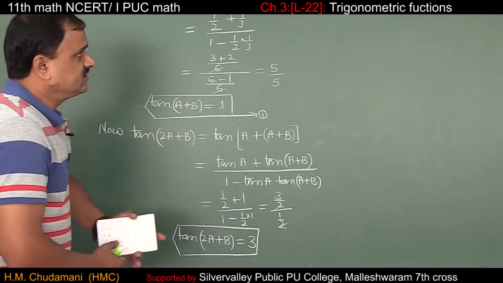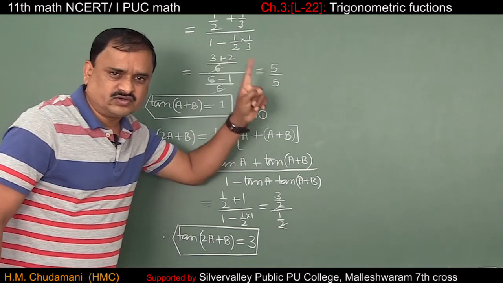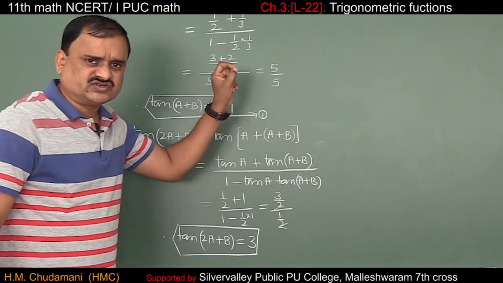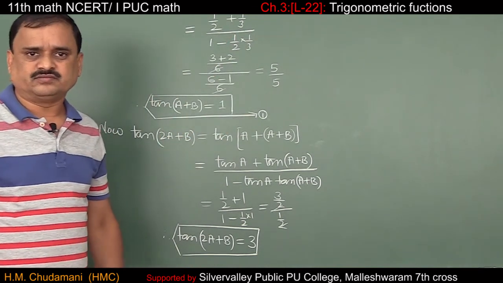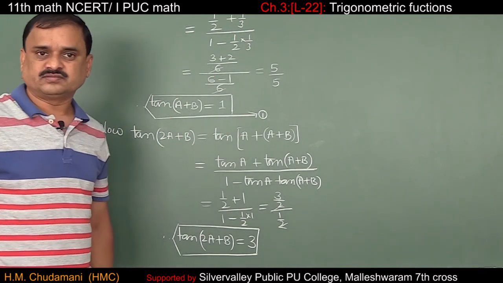So this is one method. The other one is find out tan 2A first as 2 tan A by 1 minus tan square A, then apply tan of A plus B formula. You will get the same answer. Understood?